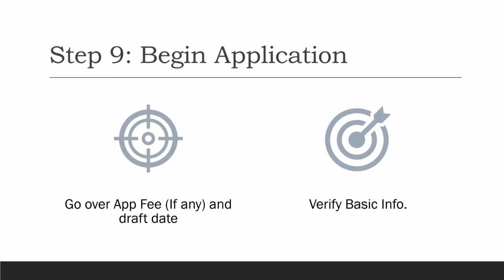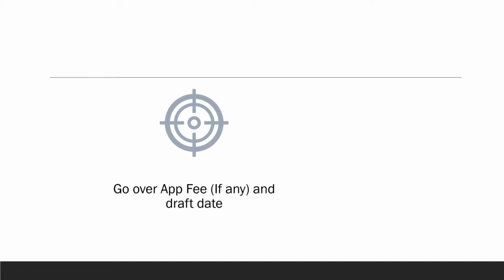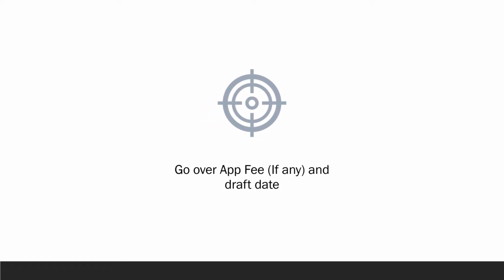Next step is, of course, to go over the application. Some Medicare supplement companies will have like a $20 or $25 one-time application fee. So make sure you let them know about that. If the company does have one, you probably want to go over that during the quoting process.